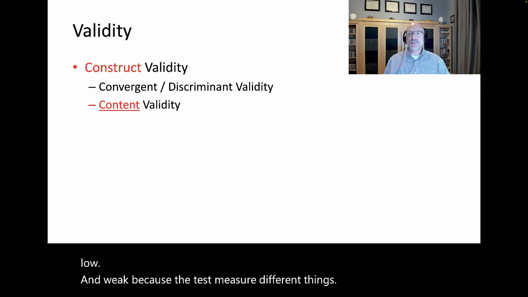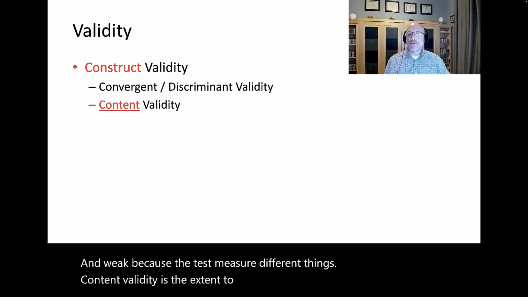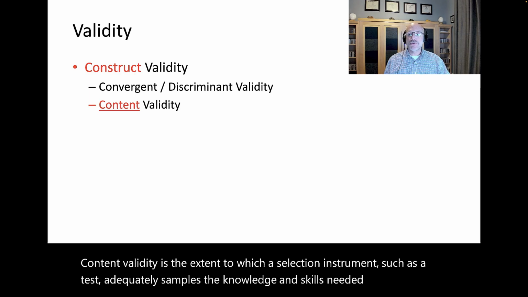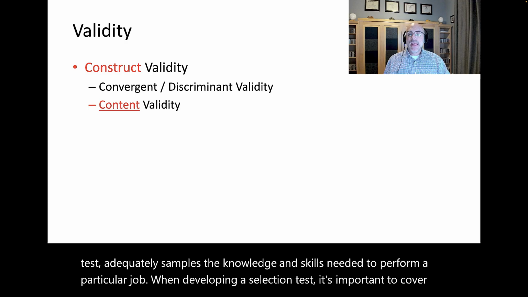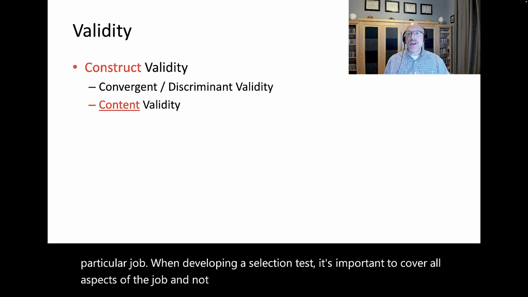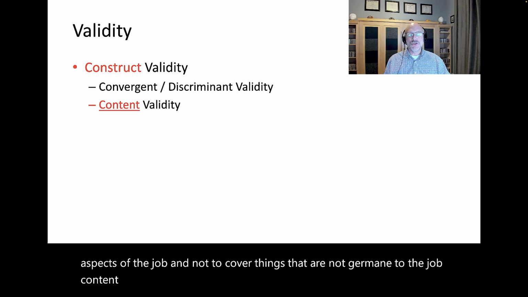Content validity is the extent to which a selection instrument, such as a test, adequately samples the knowledge and skills needed to perform a particular job. When developing a selection test, it's important to cover all aspects of the job and not to cover things that are not germane to the job. Content validity is usually a judgment call.